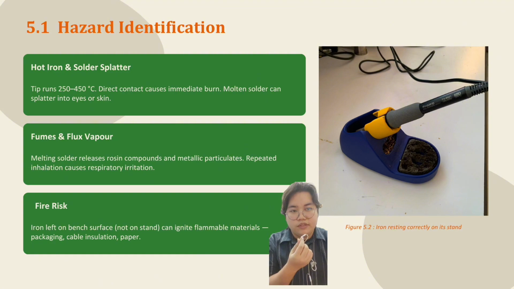First is the iron itself. The tips run between 250 to 450 degrees Celsius, so any direct contact causes an immediate burn. Molten solder can also splatter and hit the skin or eyes.